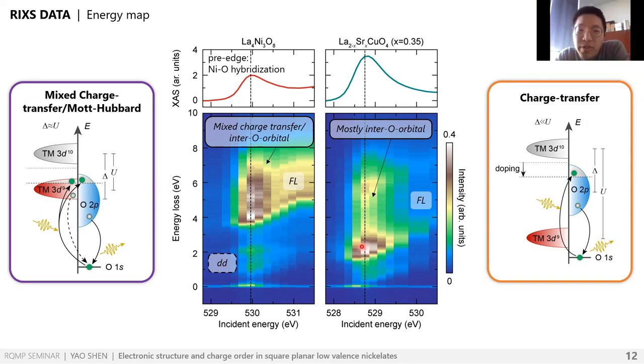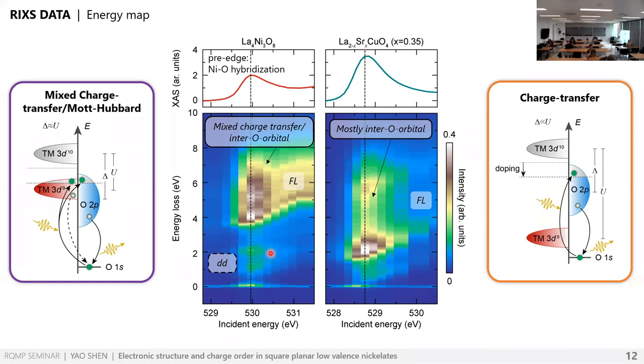So for cuprates here, the DD excitations are extremely weak and overwhelmed by these features. These are oxygen orbital excitations, so you can barely see any DD excitations. For nickelates there are DD excitations, and actually these features are consistent with the results from the nickel L-edge. Okay, yeah, thank you.